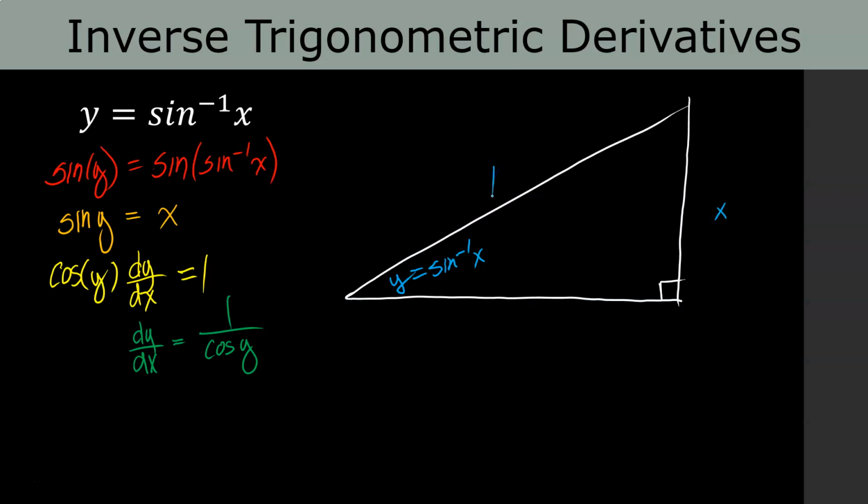And so now you need the Pythagorean Theorem to find this missing side length, because our job right now is to find cosine of that angle y. And that's going to be the square root of the hypotenuse squared, which is 1, minus that opposite side length x squared. And so we can finish off: dy over dx is 1 divided by cosine of y. This is my angle y, so the adjacent side, square root of 1 minus x squared, divided by the hypotenuse, and I can just ignore dividing by 1.